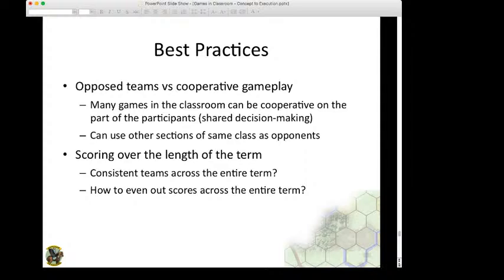How are you going to score this? Are you keeping consistent teams over the length of the entire term? Are these one-shot things in the classroom? How are you incorporating the scoring of the game into what's happening in the classroom? Do you want the score to matter in what happens in the classroom? That's something else to consider or take into account as a part of that.